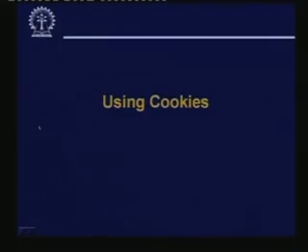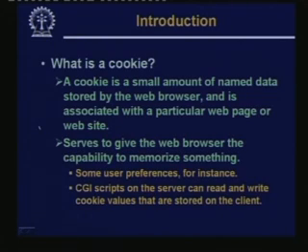So, today we shall be starting our discussion on something called cookies, how we can use cookies along with JavaScript. So, the first thing is to define a cookie. What is a cookie? A cookie by definition is a small amount of named data stored by the web browser and is associated with a particular web page or website.